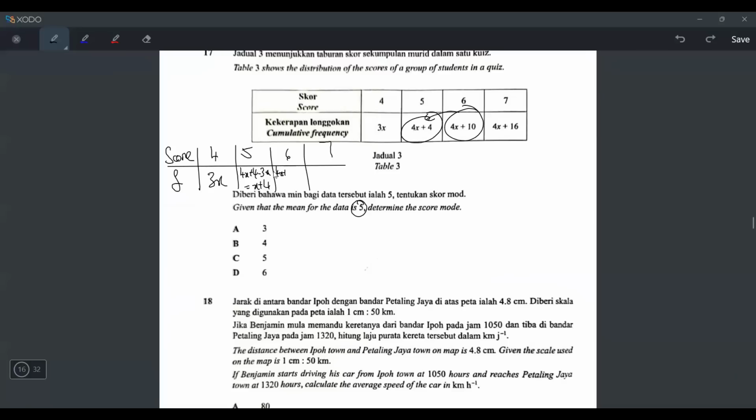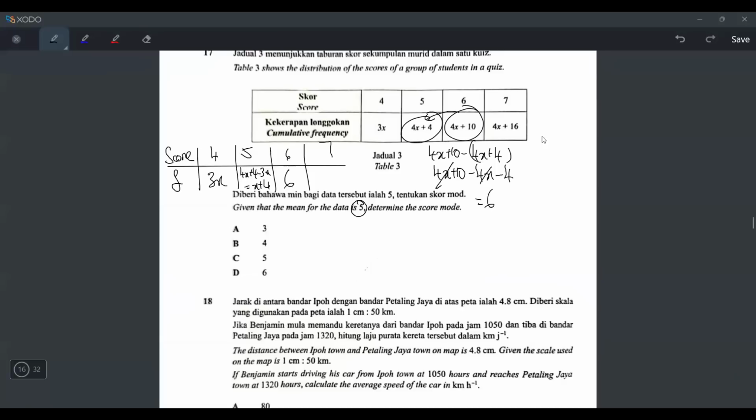I think I'll just do it here. 4x plus 10 minus 4x plus 4. But put brackets, if no brackets, wrong. The brackets are important because after you open the bracket, it will be minus 4x minus 4, because you have to expand. Then 4x minus 4x is 0, and 10 minus 4 is 6.